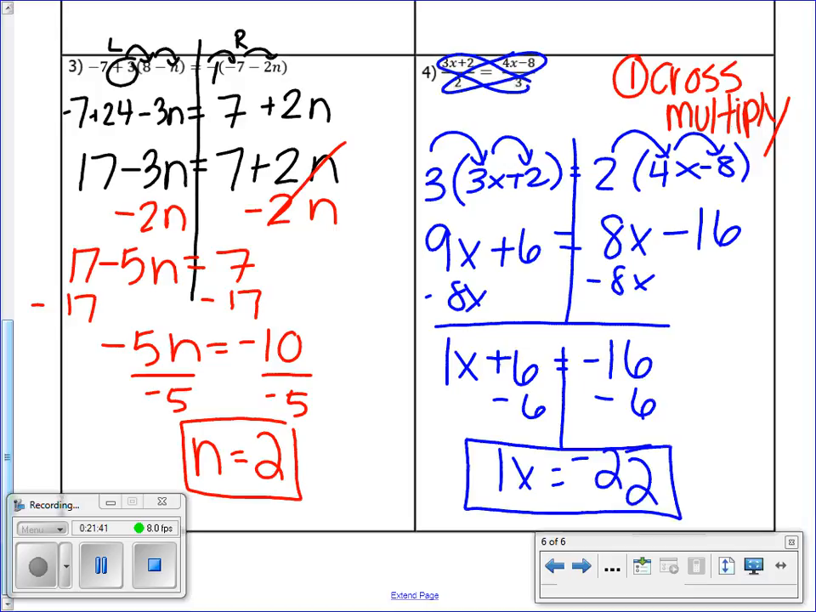And that is your final answer. Why? Because our x is by itself with a coefficient of 1. That's the only coefficient x can have. And it's positive, so that means you're done. So your last answer is x equals negative 22. So the biggest thing here is when you have double fractions on either side of the equal sign, you need to cross multiply.